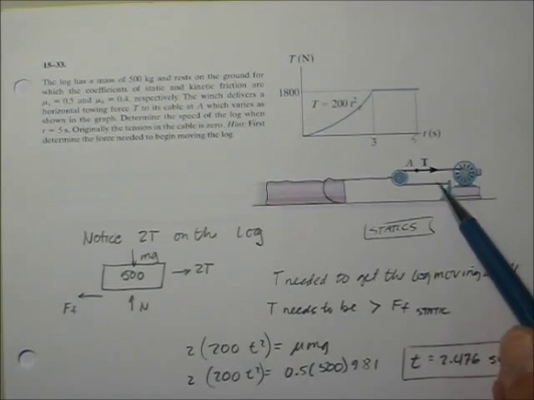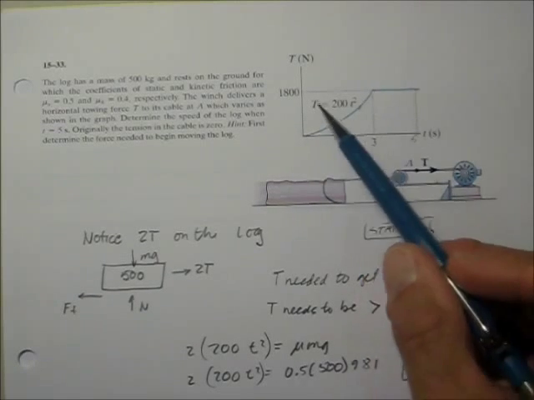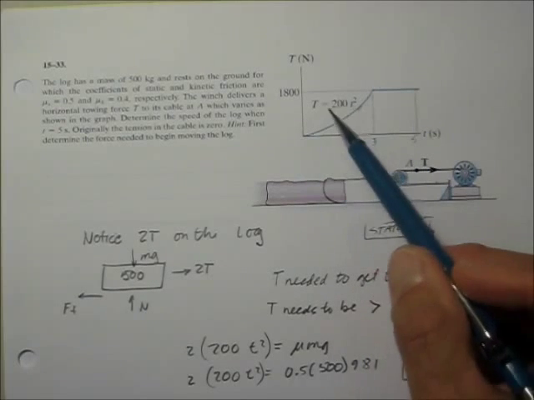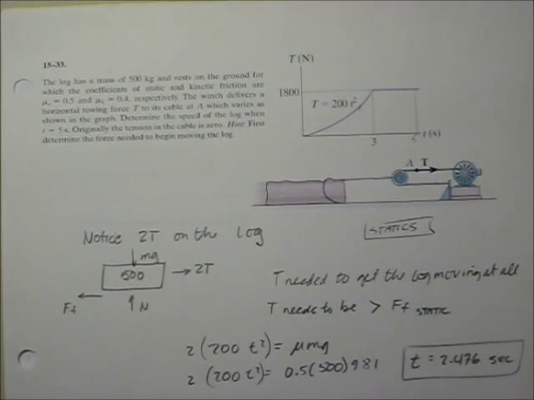You can see the tension in the wire or the rope follows this little function. It tops out at 1,800 newtons, but it takes 3 seconds to get up there following this curve of 200 t squared.